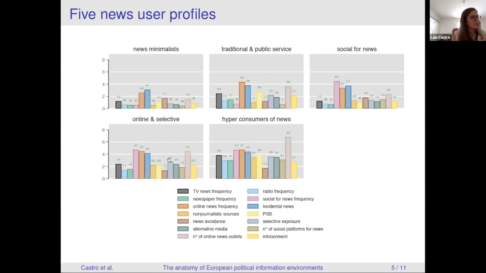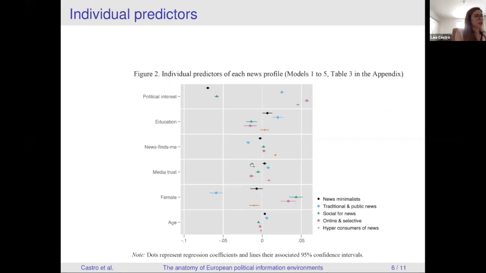About the online and selective group, this is a group that, unlike the social media for news group, takes advantage of the internet affordances and uses different types of media outlets profusely, and also accesses news websites directly. This encompasses 32% of the sample, so a huge number of individuals. And finally, we have the smallest group of hyper consumers of news who use profusely all sorts of news outlets and score the highest in all the dimensions except for news avoidance. So this is in a nutshell how these 5 different profiles look.